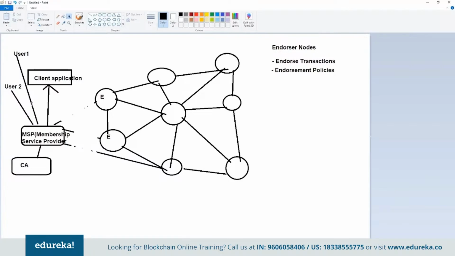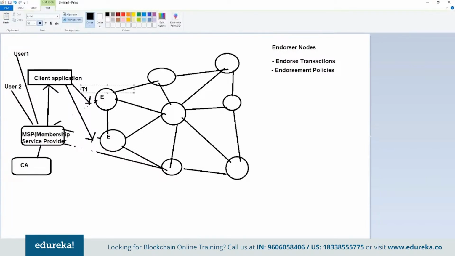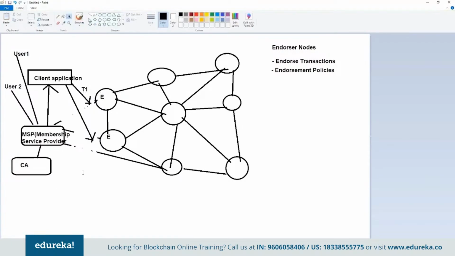So the client application will send the request to these endorsers, endorser 1 and endorser 2. It will send the request that I want to perform a certain transaction. Say the name of the transaction is T1. Say this transaction is basically updating the land record. There is a sale request of a particular land record, and the client application is sending that request to the endorser.